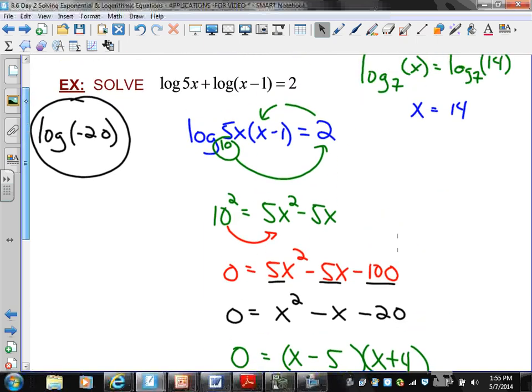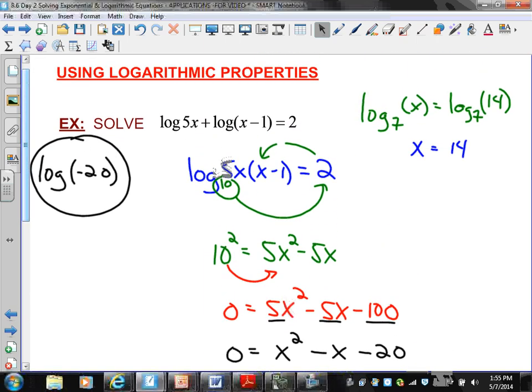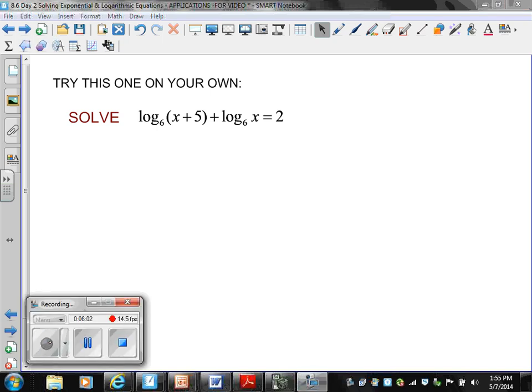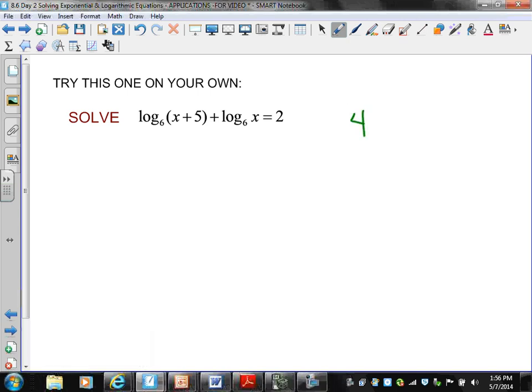Okay, so take a moment here and try this one on your own, and I'm going to put up the answer here in about 3 seconds. Okay, so for this equation here, I get a solution of 4, and I will let you know that negative 9 ended up being extraneous. So only 4 was the solution that we had. Okay, so hopefully that worked out well for you. If not, feel free to ask about that in class, and we'll talk about it.